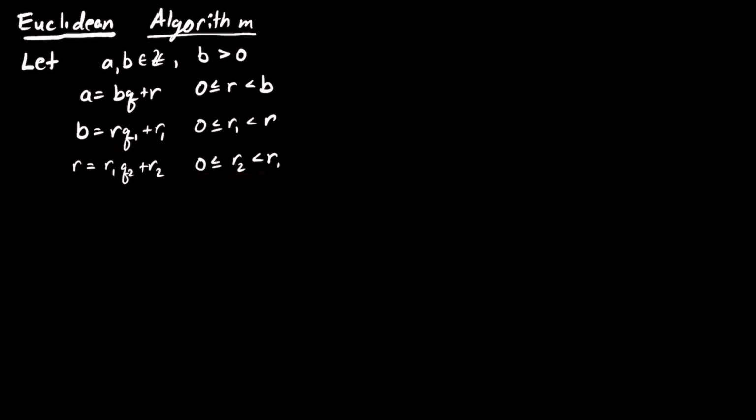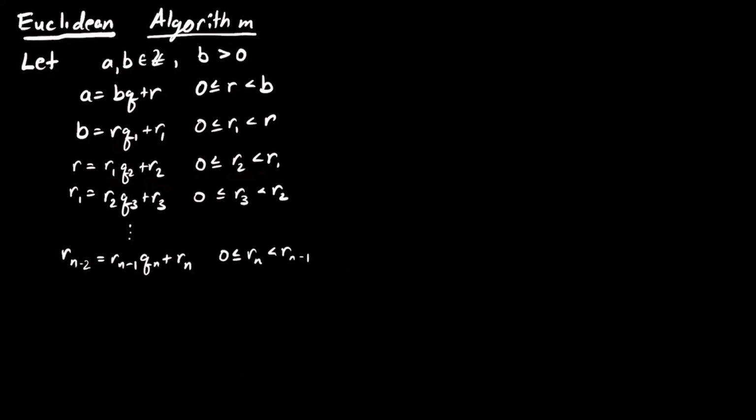Then you can probably guess what I'm going to do next. I'm going to take r1 and r2 and apply the division algorithm to those. So I can find integers q3 and r3 satisfying these properties. And you can imagine I'm going to keep going. And eventually what's going to happen if I do this is I'll notice that the process stops. And the question is, why does the process stop?